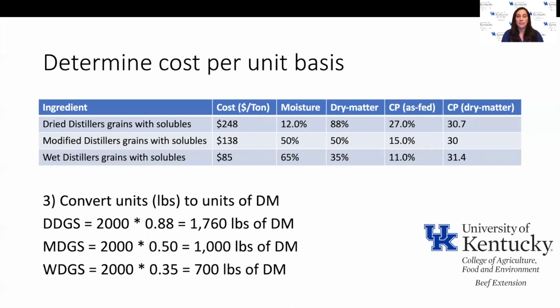Looking at that dried distillers grain example, if we've got 2,000 pounds of a product that has an 88% dry matter, if we multiply that out, we're getting 1,760 pounds of dry matter per ton of dried distillers grain that we purchase. So I did that for each of our three ingredients, and you can see obviously as those ingredients get wetter, we get less dry matter in that pound or in that ton of product that we're looking at purchasing.